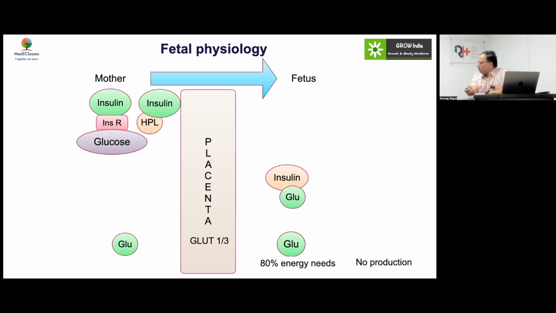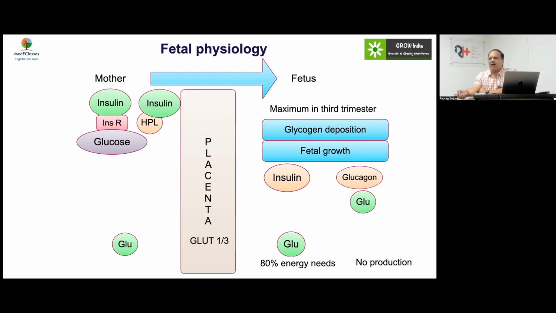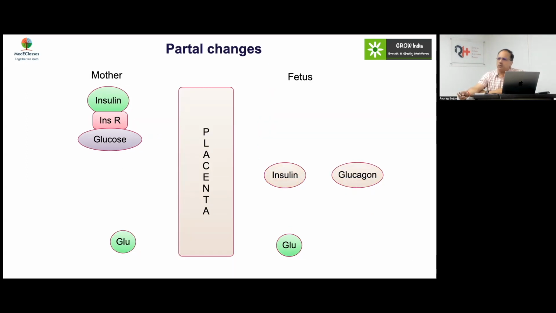Now, in that regard, this glucose will then trigger insulin production in the baby, and it will inhibit glucagon. So high insulin, low glucagon. What will it do? High insulin. So all the fetal growth, the fetus is there to grow. It doesn't need energy at all. So it will keep on growing. This causes fetal growth and glycogen deposition. Maximum deposition happens in the last trimester. And that's why if you have a preterm baby, they will have less glycogen and they will have a higher risk of hypoglycemia in the transitory period, so to speak.